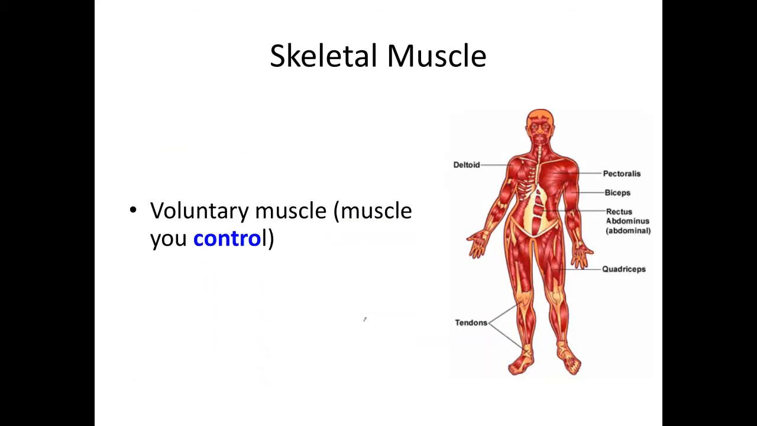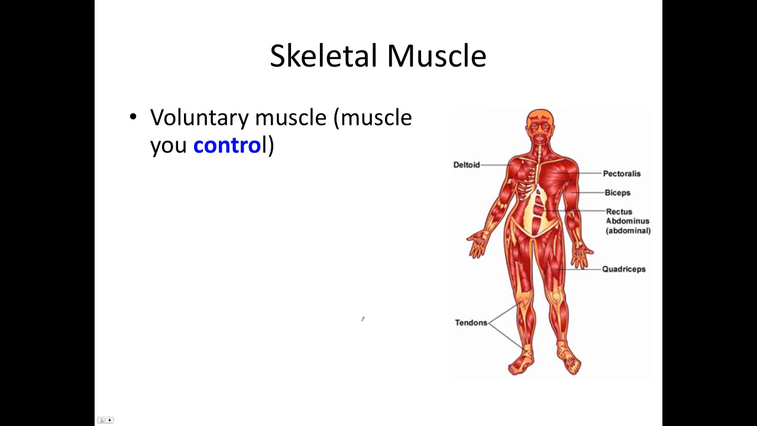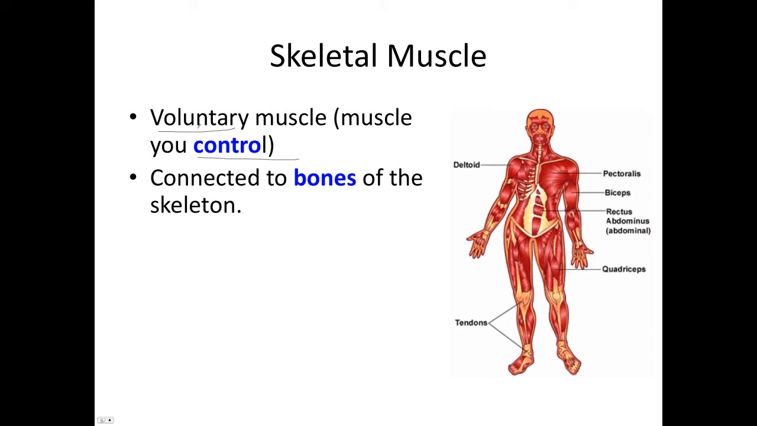First, the skeletal system. This is considered voluntary muscle. This is the only voluntary muscle because you control it. So think of if you volunteer for something, you are deciding to participate in something. Voluntary means that you control it. It's called skeletal muscle because they're connected to the bones of the skeleton.